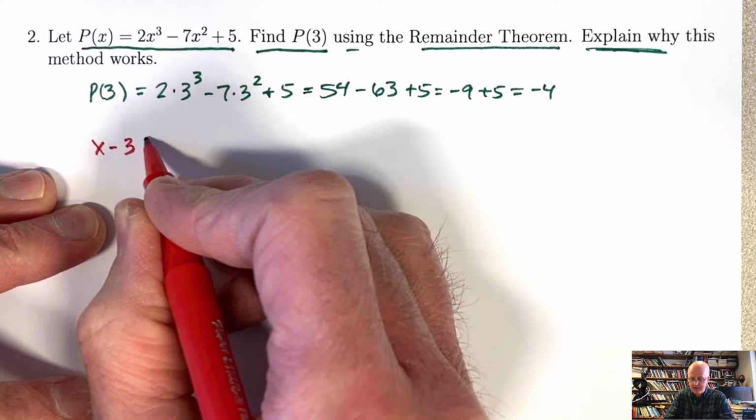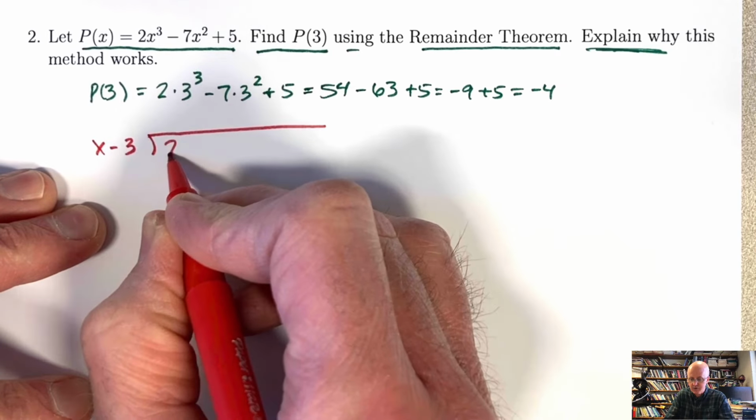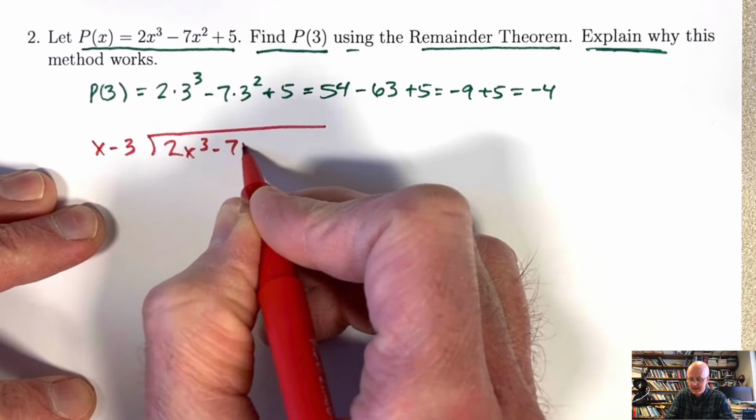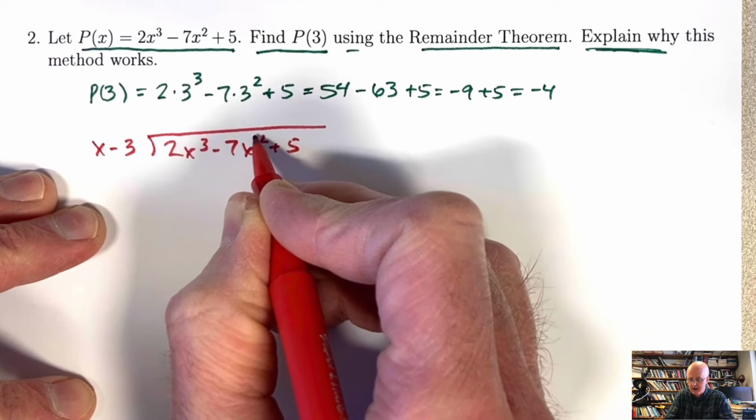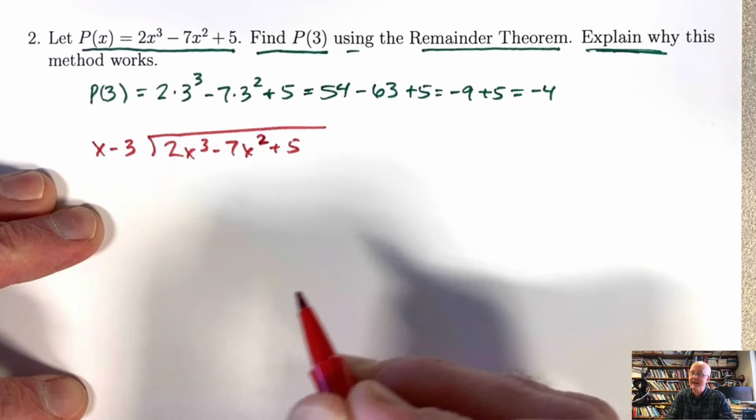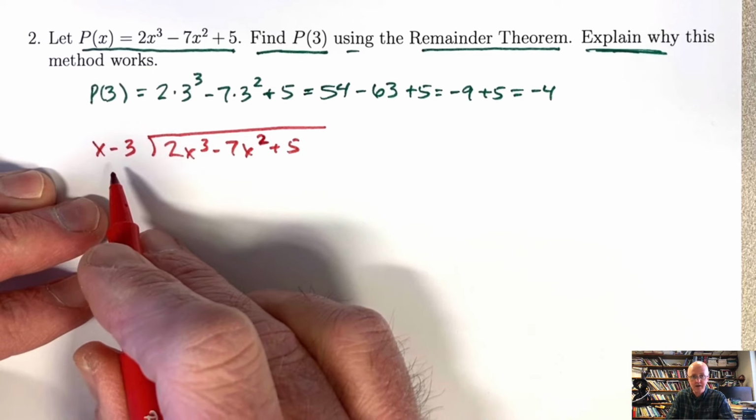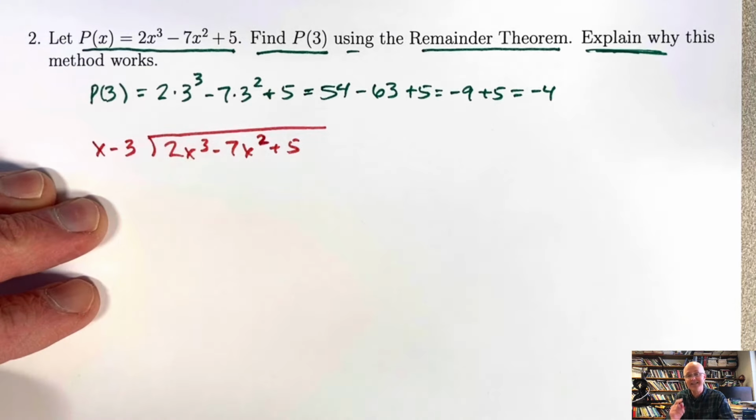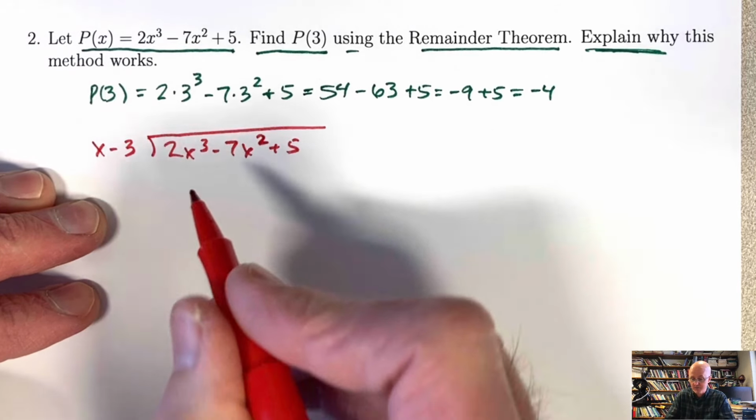Divide x minus 3 into the polynomial 2x cubed minus 7x squared plus 5. I'm going to use polynomial long division. Then, since I'm dividing by a simple linear polynomial, I can also check this with synthetic division, which we will use a lot here, so I'll show you that method too.